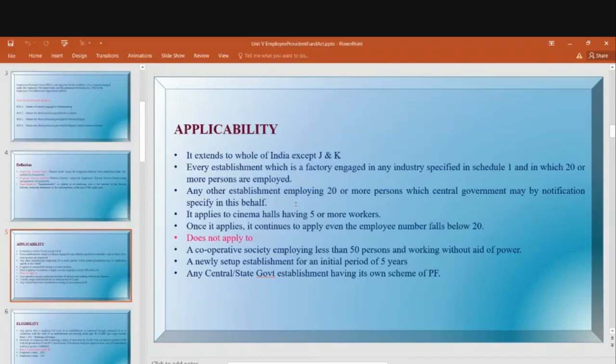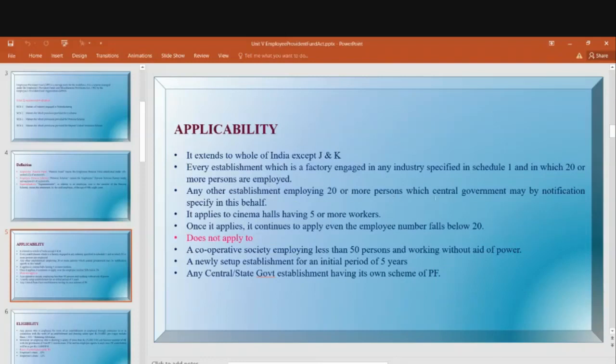Also, any other establishment employing 20 or more persons which the central government may by notification specify in this behalf. Right? So the central government can also issue a notification for any other establishment employing 20 or more persons.